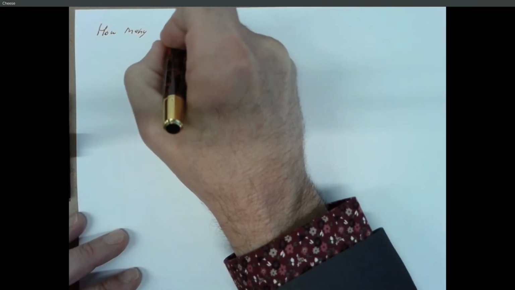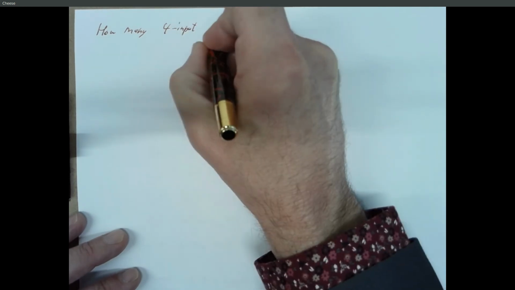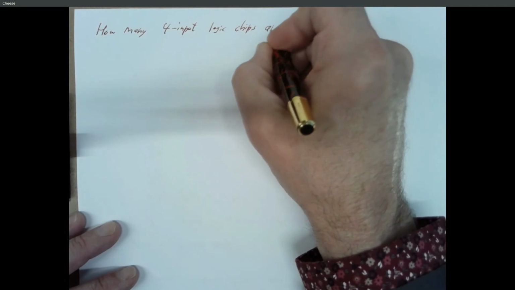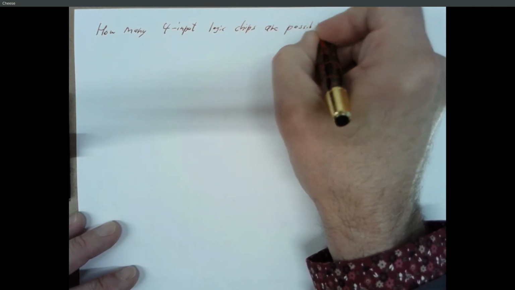How many 4-input logic chips are possible? So we know that there's 4-input NAND gates that we can get from our parts boxes. We know there's a 4-input OR gate that we can buy. How many 4-input gates are possible if we wanted to make a really big catalog with every possible 4-input gate being a different part that you could buy from us? How many different gates would there be?